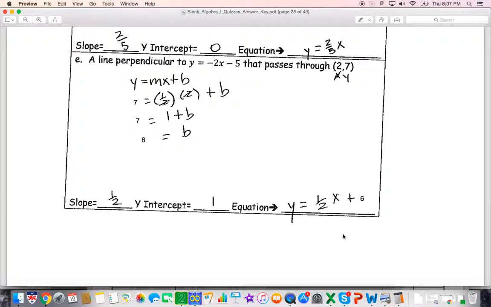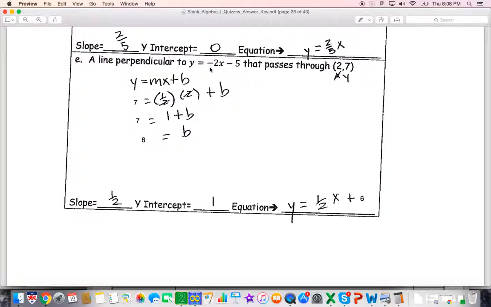A line is perpendicular to y equals -2x minus 5, and it passes through (2, 7). Okay, so in this case, since the lines are perpendicular, we know that perpendicular lines have negative reciprocal slopes. So the slope of the original line is -2, or you could also think of it as -2 over 1.